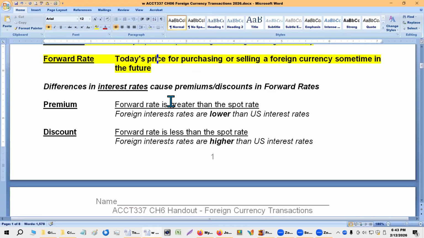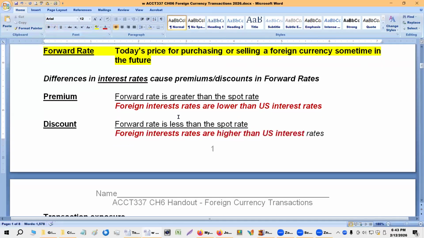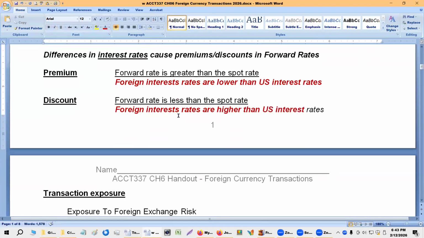These are mostly due to interest rates. So if the forward rate is higher, that means that they have interest rates that are lower than in the US. If it's at a discount, that means they have interest rates that are higher than in the US. So it's based on the interest rates.